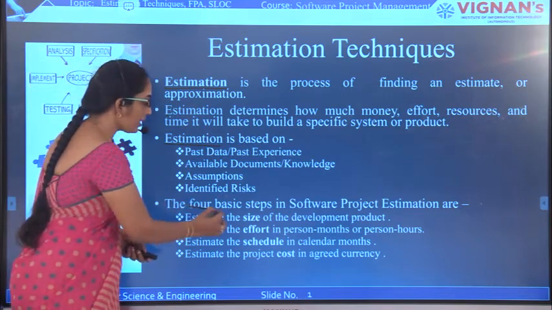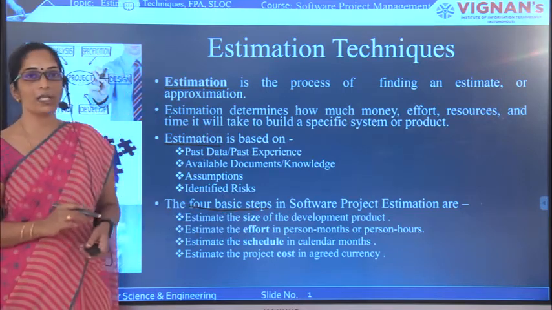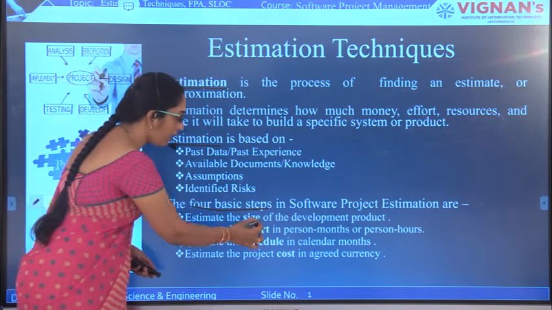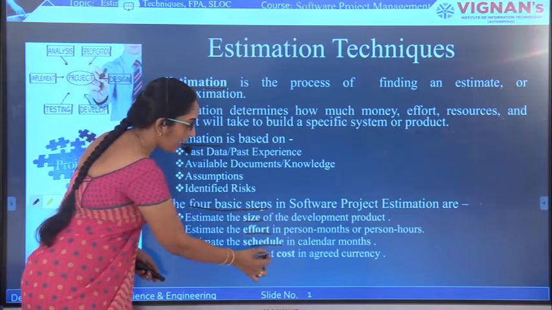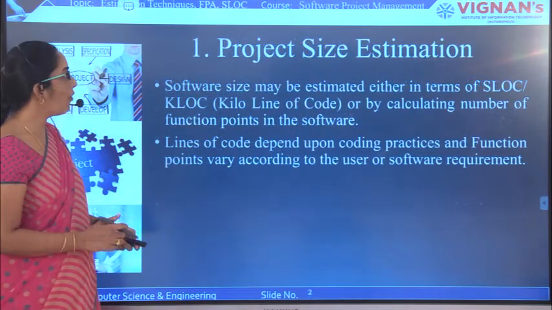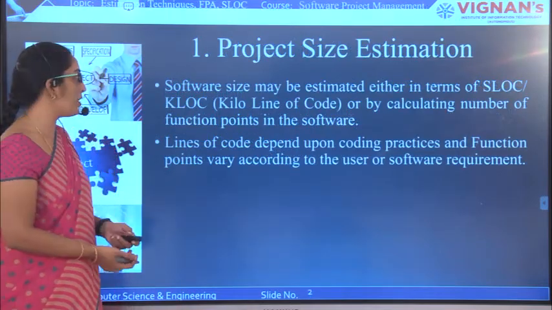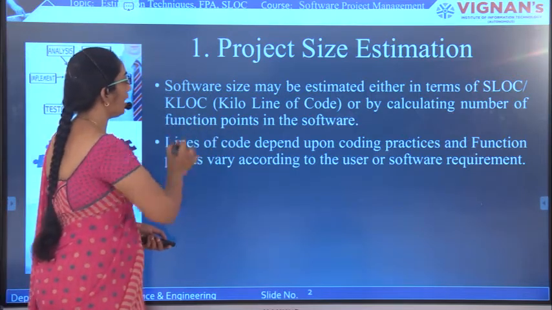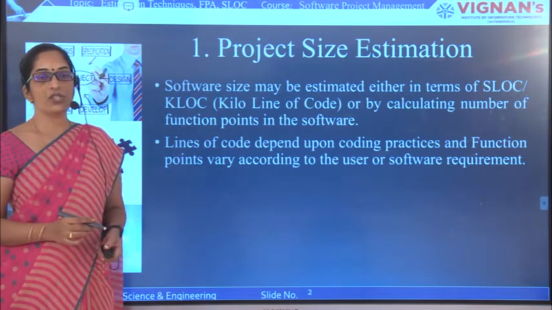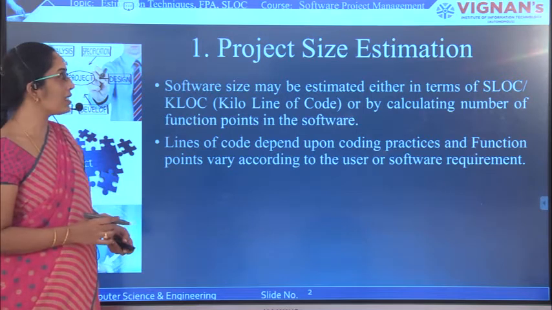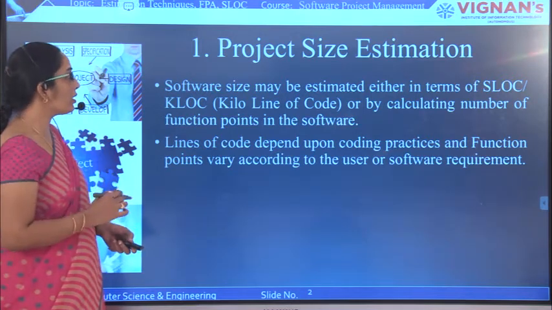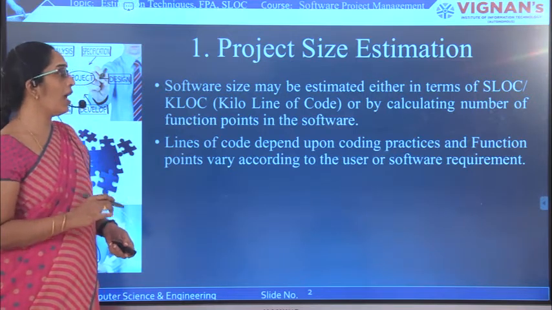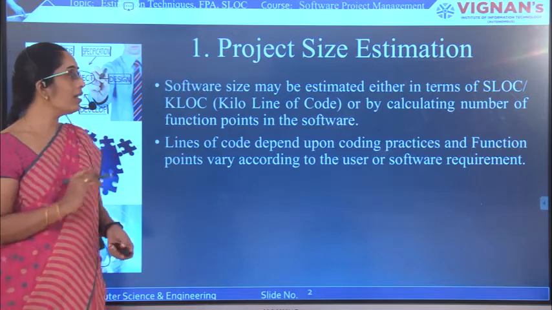Usually, the four basic steps in software project estimation are: estimation based on size, estimation based on effort, estimation based on schedule, and estimation based on cost. Now, let us see the first one, that is project size estimation. So, software size may be estimated in terms of SLOC or KLOC. SLOC is nothing but source lines of code and KLOC is kilo lines of code. So, in software size estimation, the size is measured in terms of lines of code and by calculating the number of function points in the software.